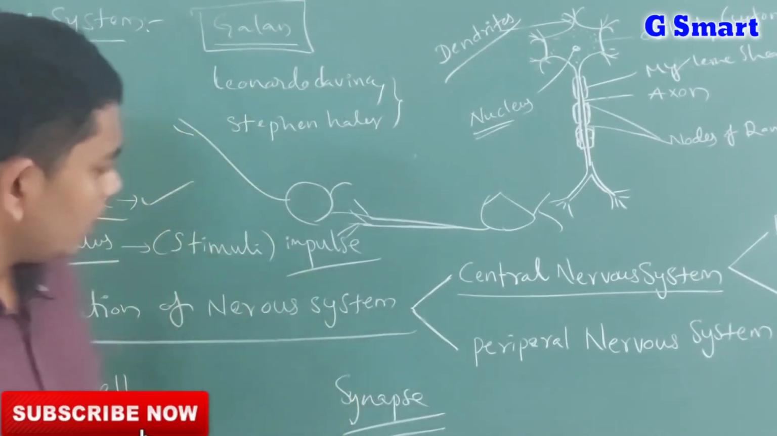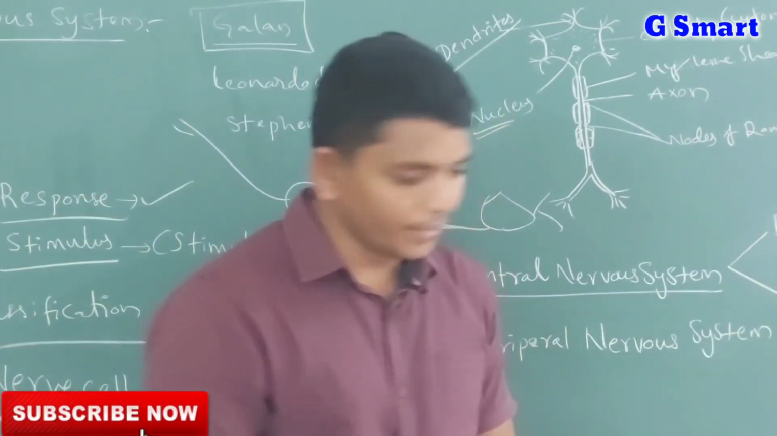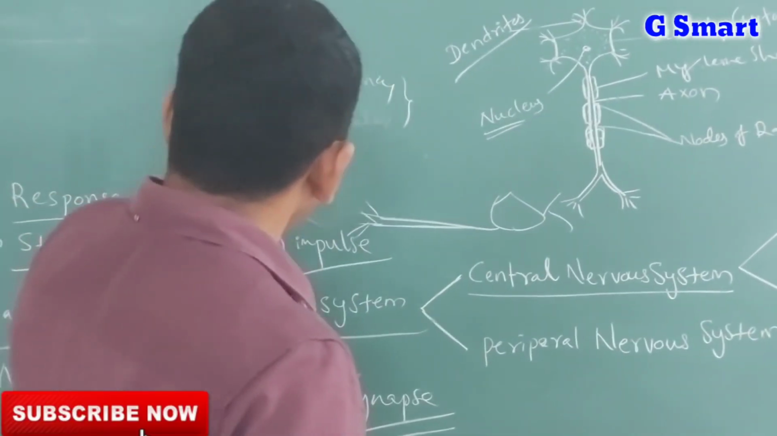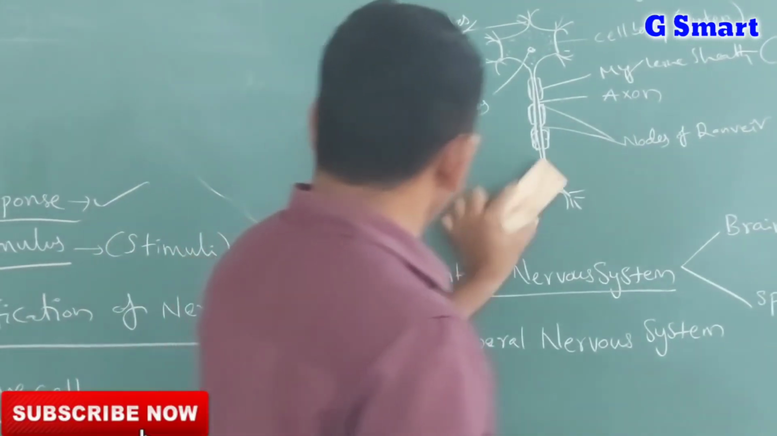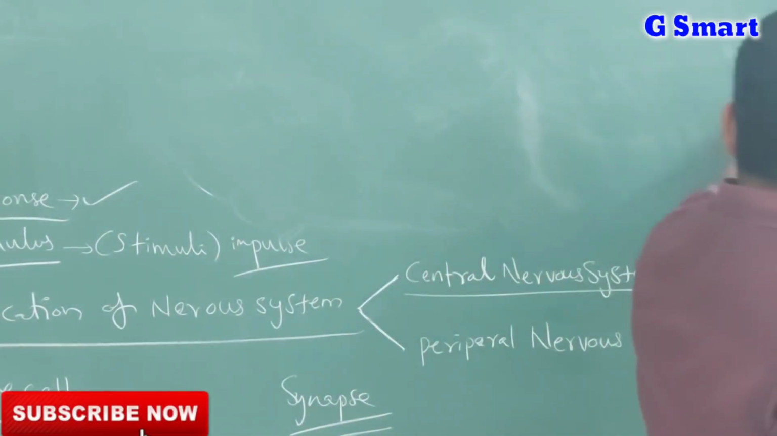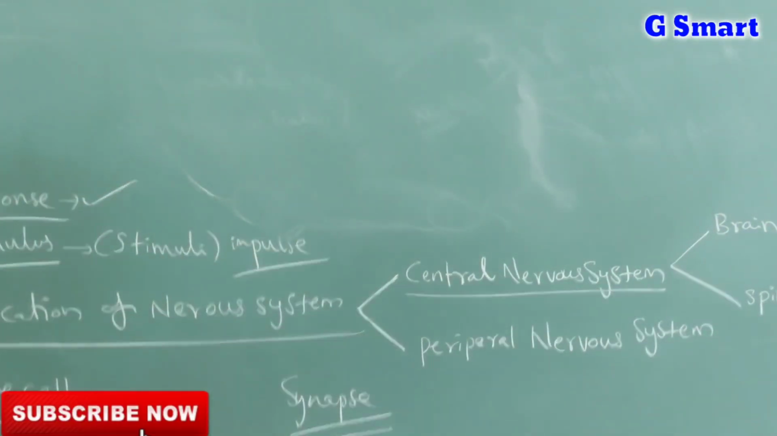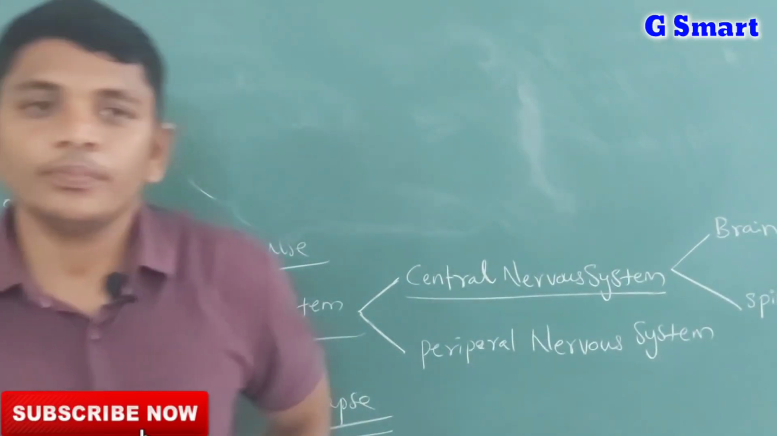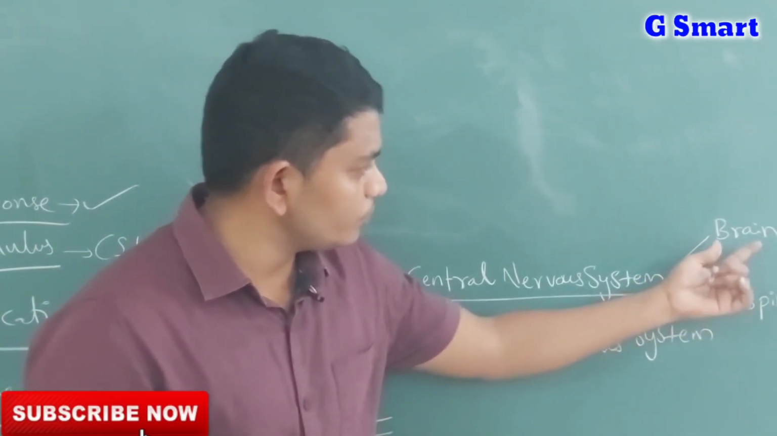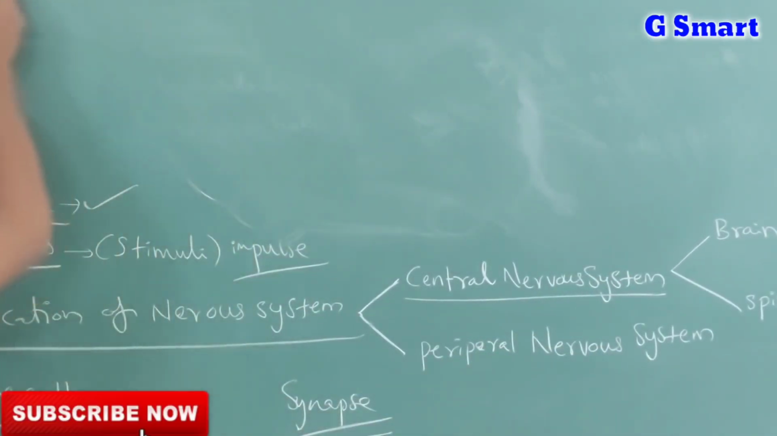Clear? And now we have to discuss the central nervous system parts. First one, brain. What is that? Brain. So, as you all know, our nervous system is made up of nerve cells only, in the spinal cord and in the brain. Everywhere we can find nerve cells. The central nervous system is mainly of two types, brain and spinal cord. Let us discuss the brain first.